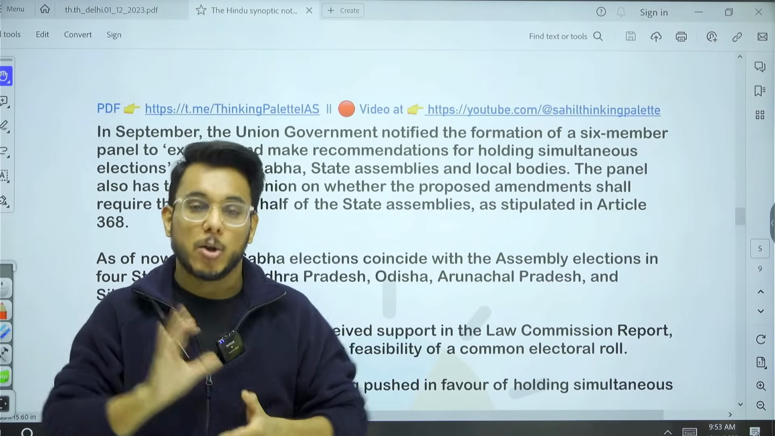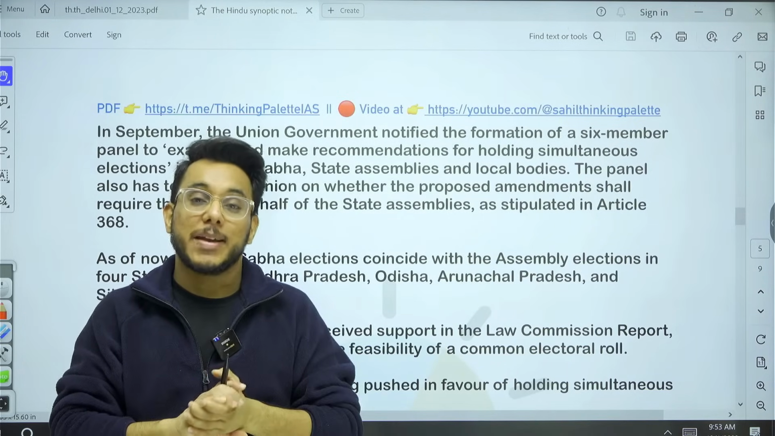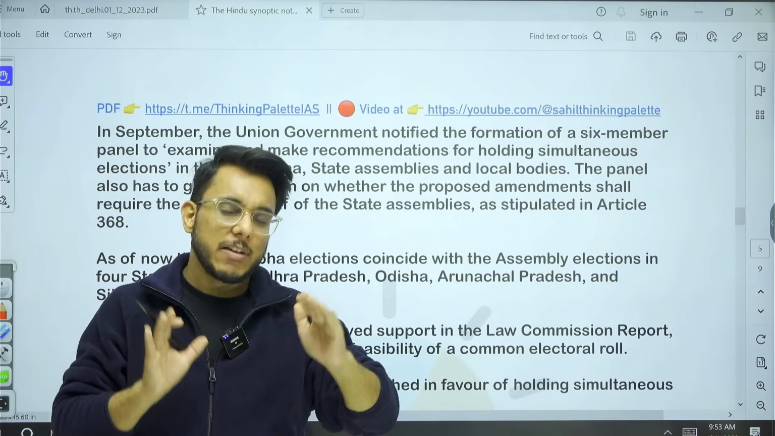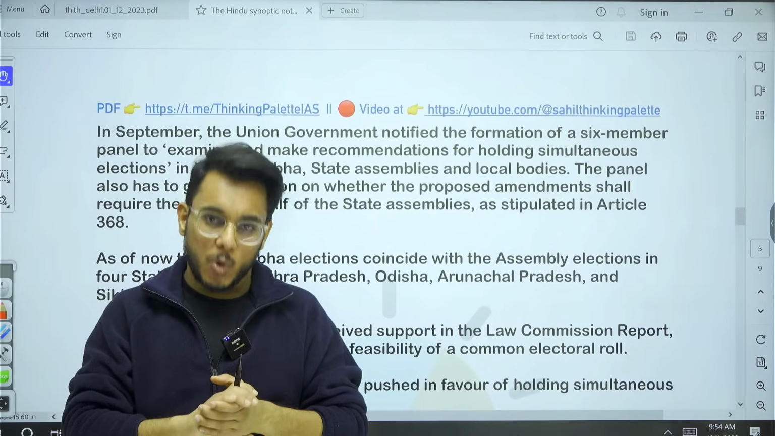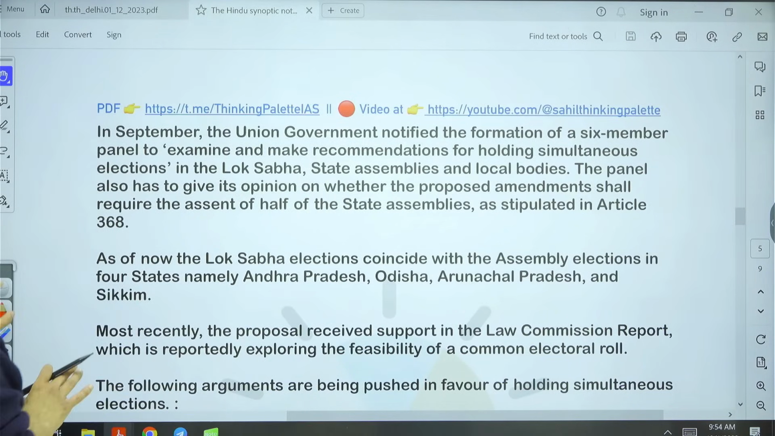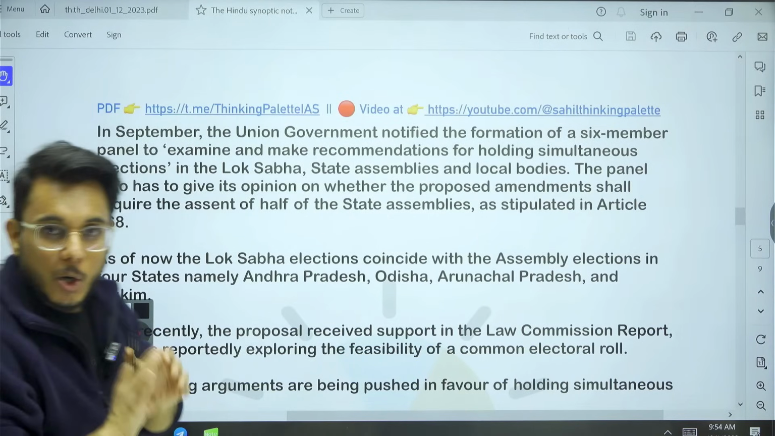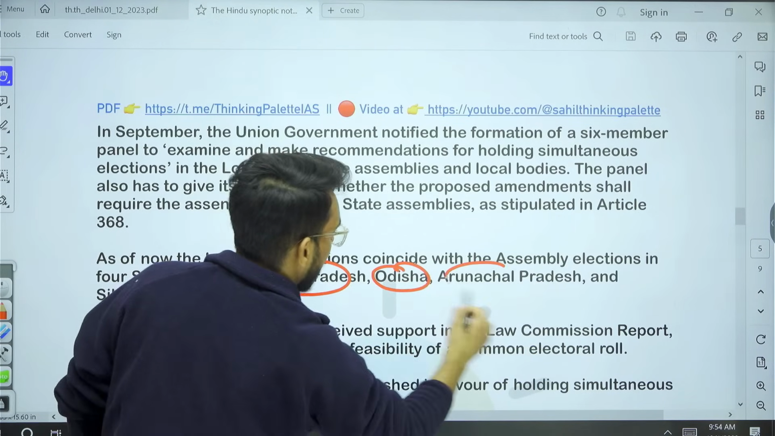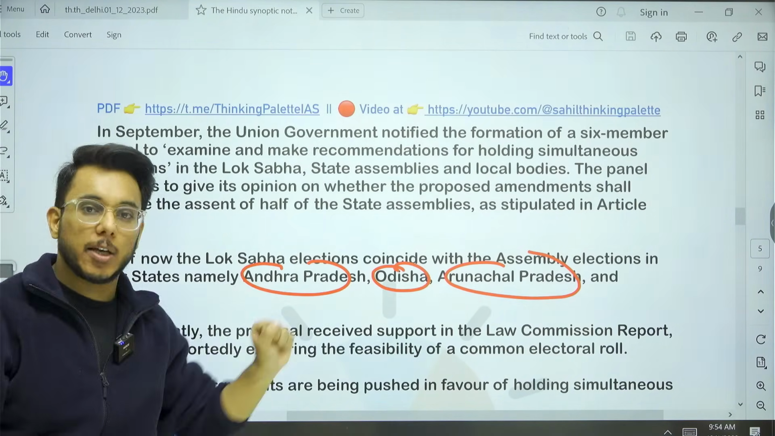Next year, there will be Lok Sabha elections, general elections 2024. Last year also, many of the states went to election polls. So the point is that every year, we have elections in one or the other part of the country and continuously we are in election mode. Guys, as of today, only a few states are having their elections with the Lok Sabha elections. For example, Andhra Pradesh, Odisha, Arunachal Pradesh, Sikkim. These are the states whose elections coincide with Lok Sabha elections.